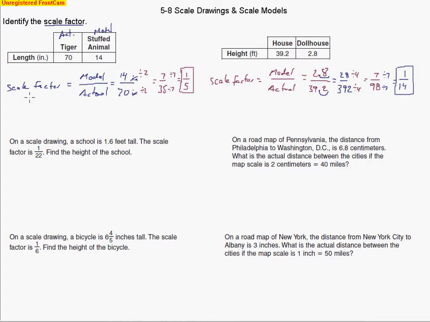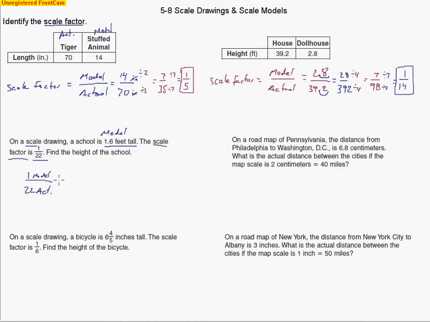Now let's use this scale factor in solving some problems, solving either for the actual height or the model's height. In the homework tonight, it's always going to ask for the actual height given the model height, or the model itself. Here it says, on a scale drawing, the school is 1 6/10 feet tall. On the scale drawing, so that's the model. It says the scale factor is 1/22. We know that 1 represents the model and 22 represents the actual, because that's how we've been setting up these problems, model to actual.